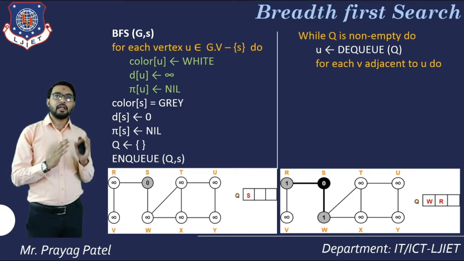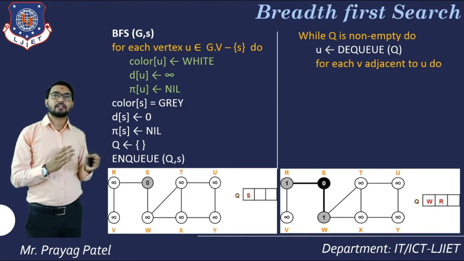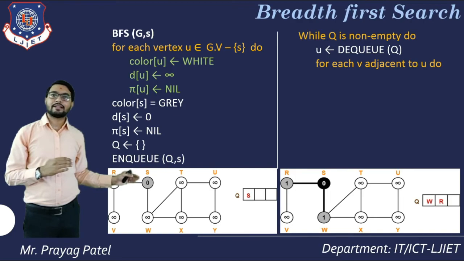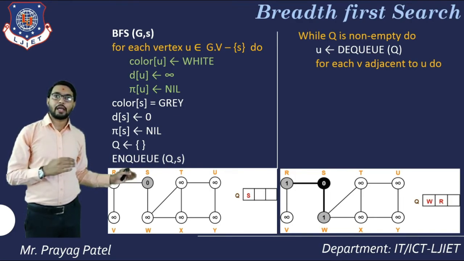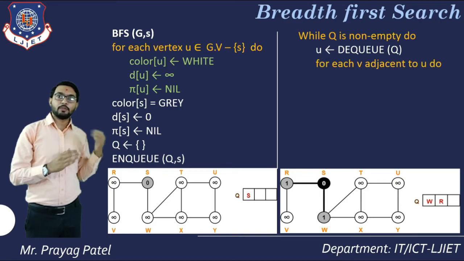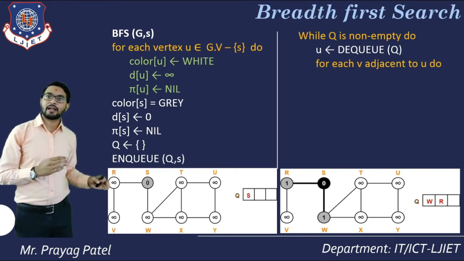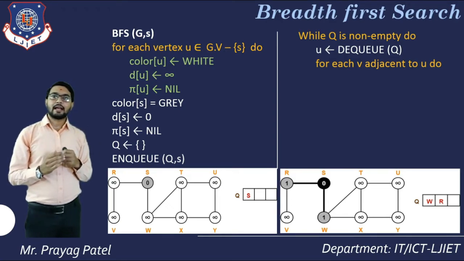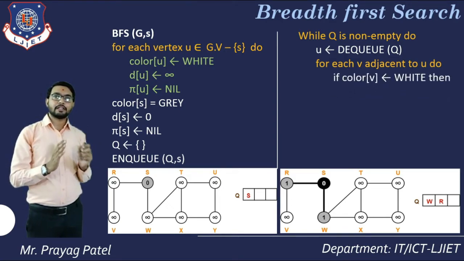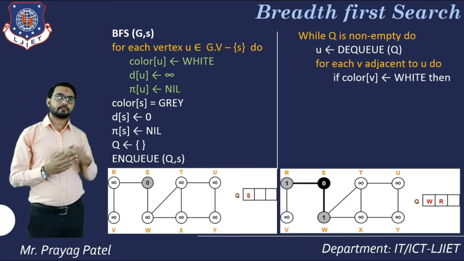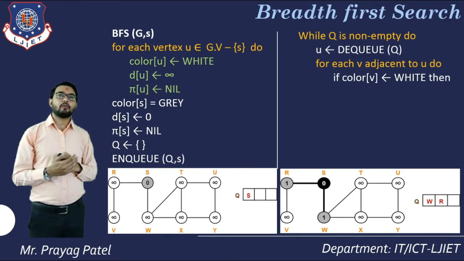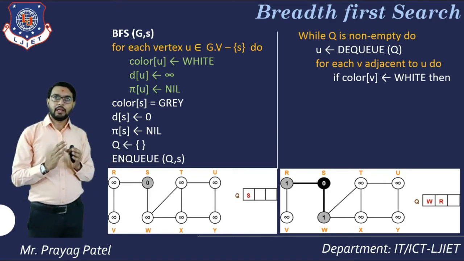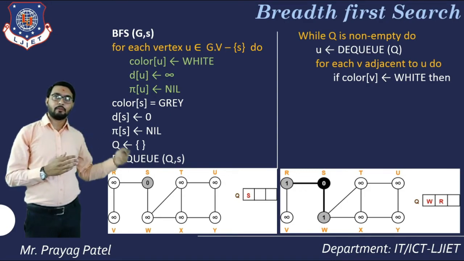Now for each V adjacent to U, here V is an adjacent node of U. So the S node is removed from the Q, S is U, and the neighbors of U are V. Here R and W are V. So the adjacent nodes of U are R and W. For each adjacent node we perform some operations. First, if color of V equal to white, meaning we check whether the neighbor node V of U has color white. Yes, then we perform the operation.